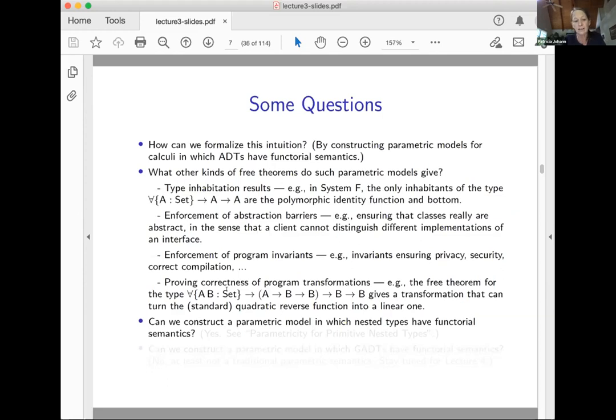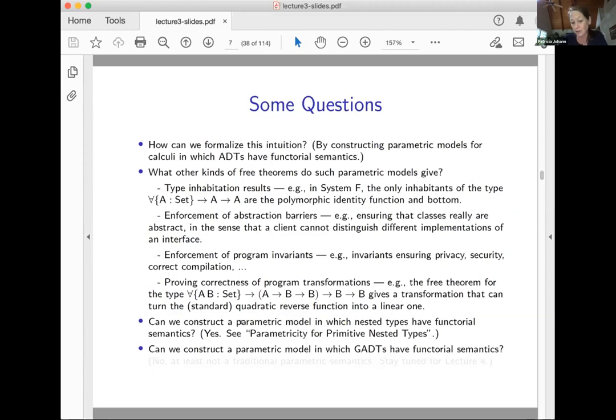Another thing you might ask is, can we construct a parametric model in which nested types have functorial semantics? And the answer is yes. There's a pointer to a paper that is on my personal website. I can't remember if I linked it in the materials for OPLSS, but I think I did. So here I was only talking about ADTs. Here I'm talking about nested types.